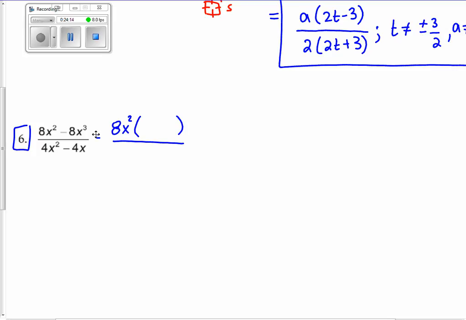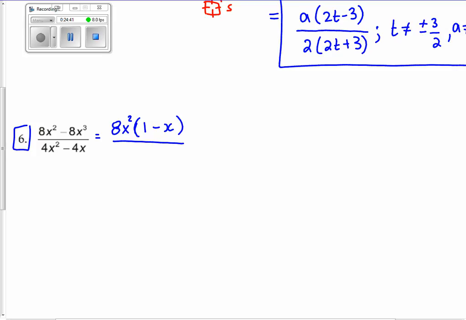A common mistake I'll see is students will just write this. No. Okay? Because when you factor something out, we're dividing each one of them by that factor to see what's left over. When you divide 8x squared by 8x squared, what does that equal? 1. And then minus 8x cubed divided by 8x squared is just x.